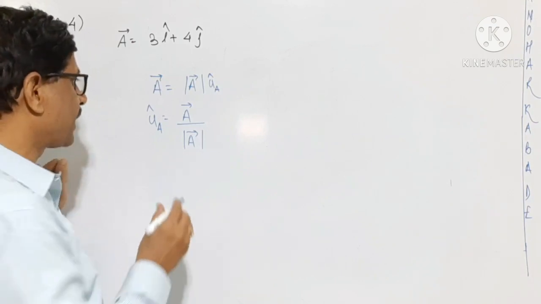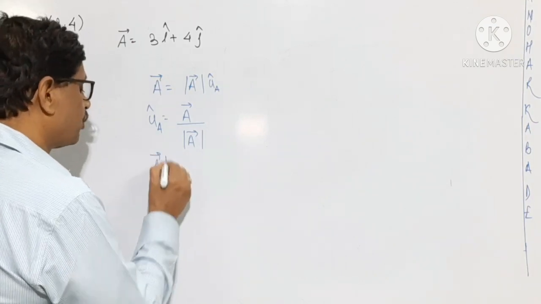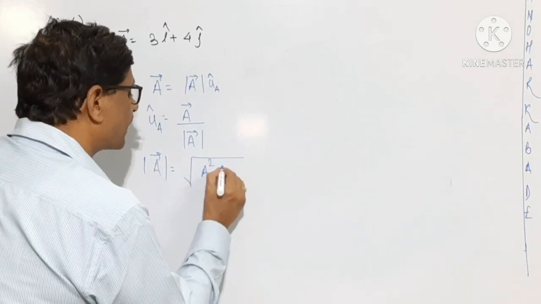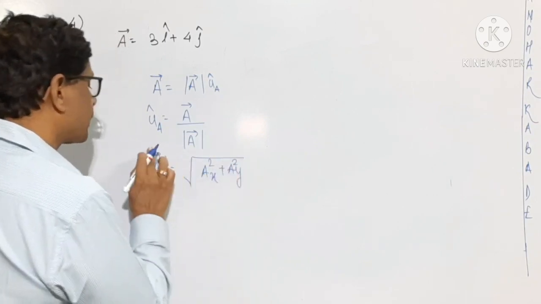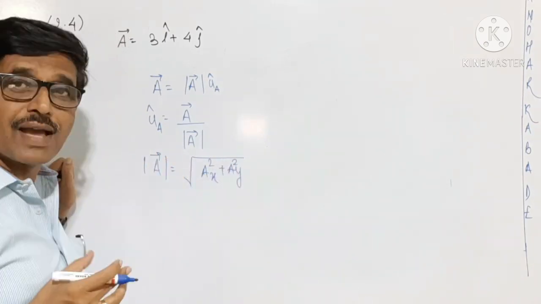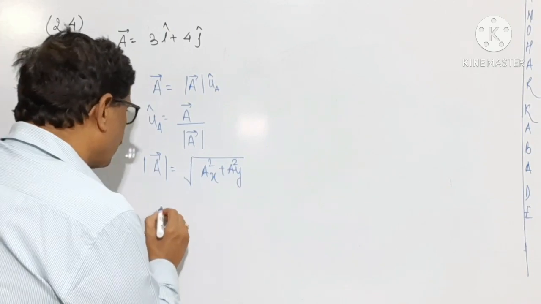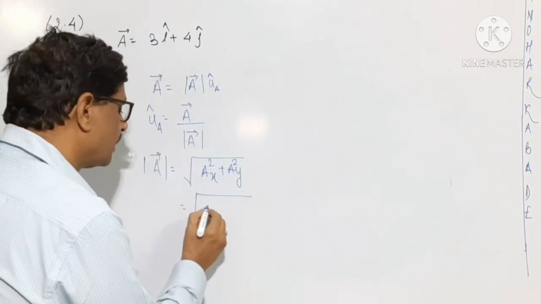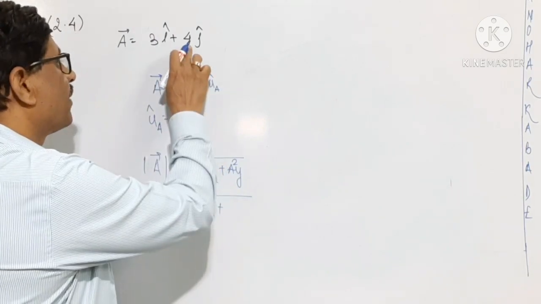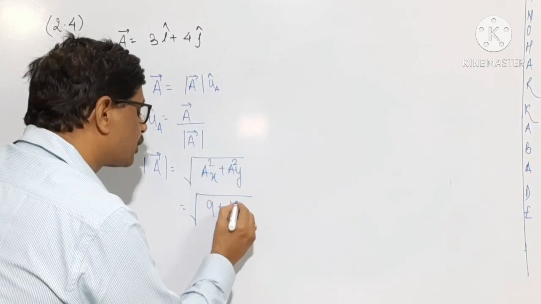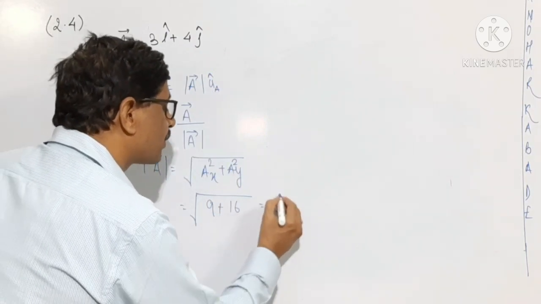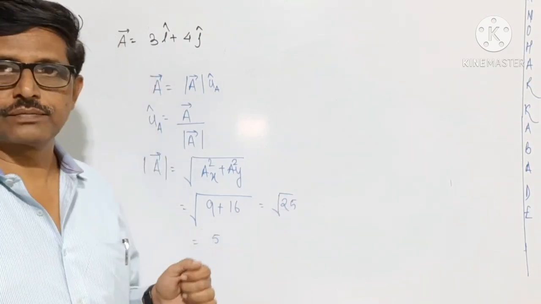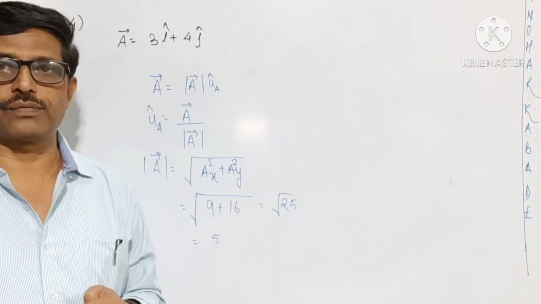How do we determine the magnitude of a vector? The magnitude of a vector in a plane is given by the square root of ax square plus ay square. That is equal to the square root of ax is 3, square of 3 is 9, ay is 4, square of 4 is 16. Therefore, it is equal to the square root of 25, which is 5. Magnitude of A is 5.